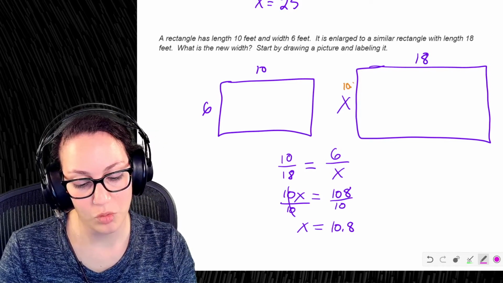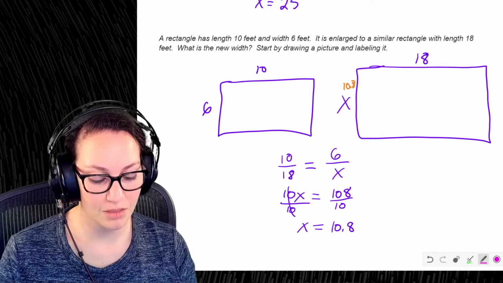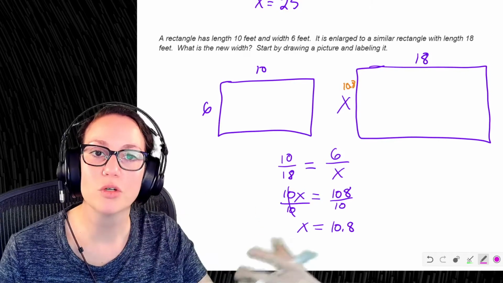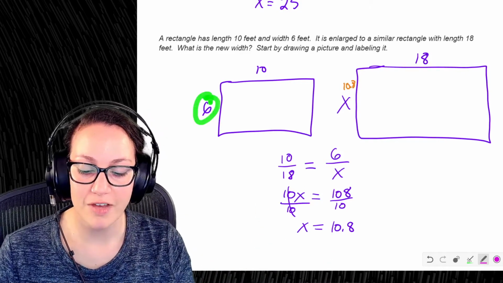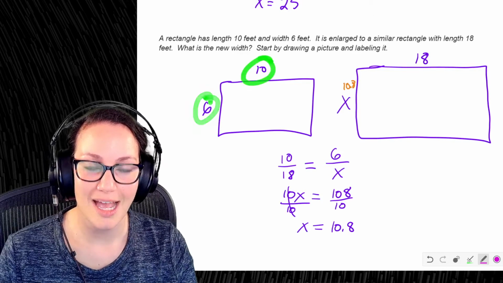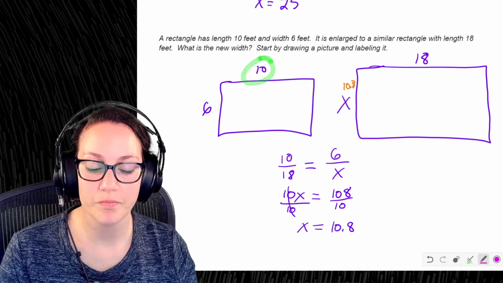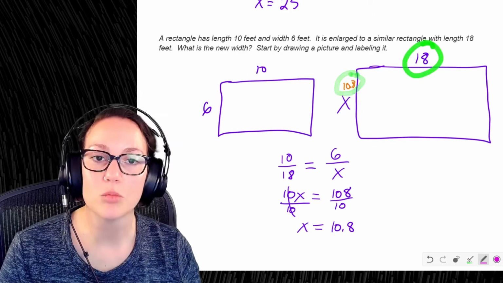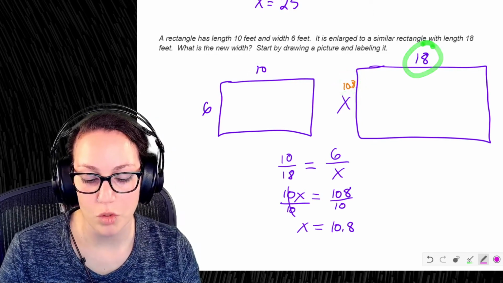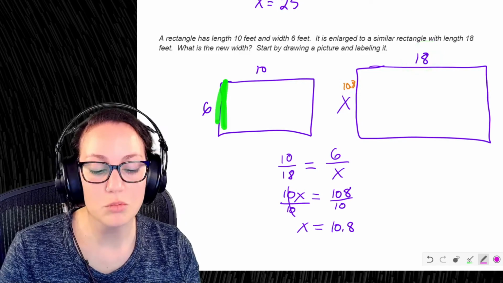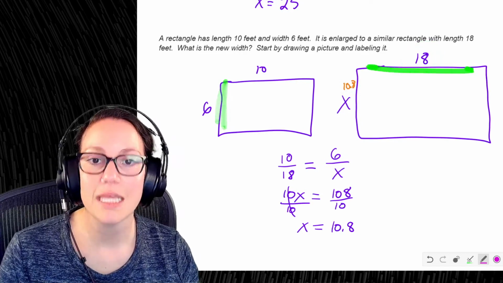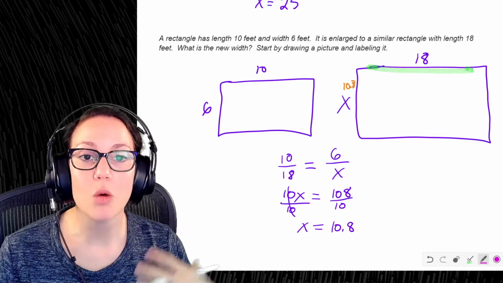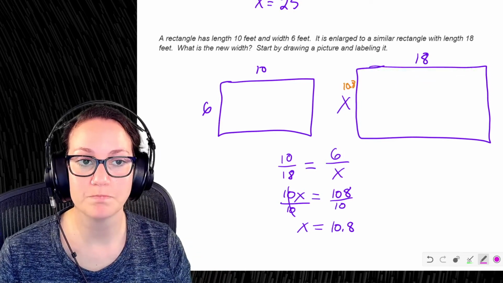So if this is 10.8, does that make sense? Here's how I think through checking that. If I double 6, I get to a little more than 10. And if I doubled 10.8, I would get to a little more than 18, right? So our width is a little more than half of our length in both cases. So we're good to go. We have a reasonable answer.